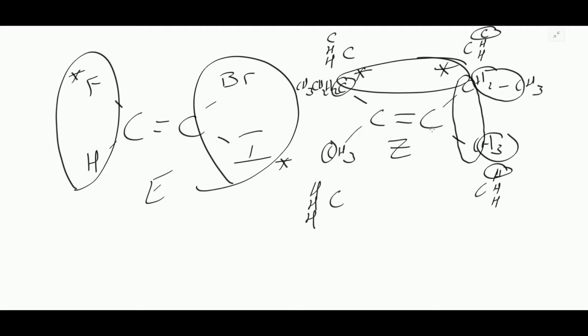Now I want to stress that cis-trans does not always come out the same as EZ. For example, this one does not have cis or trans, because the main chain doesn't continue through the double bond. Likewise, but in this case, the main chain does continue through the double bond, and it just so happens that it is both cis and Z. But that's not always the case.